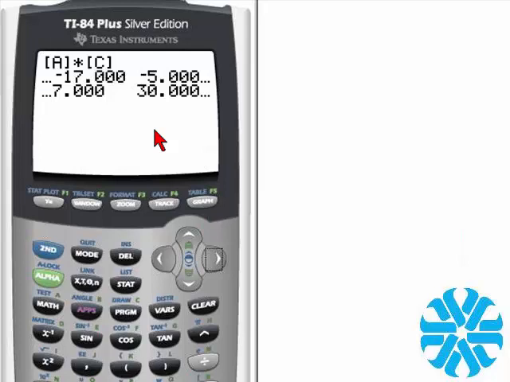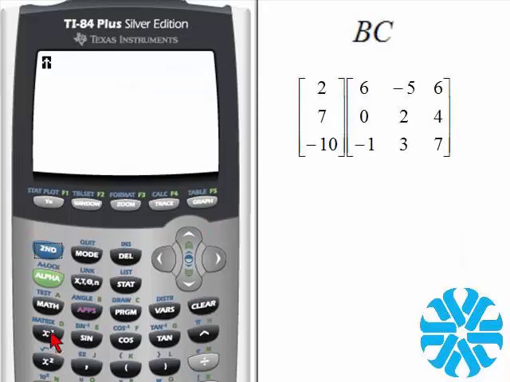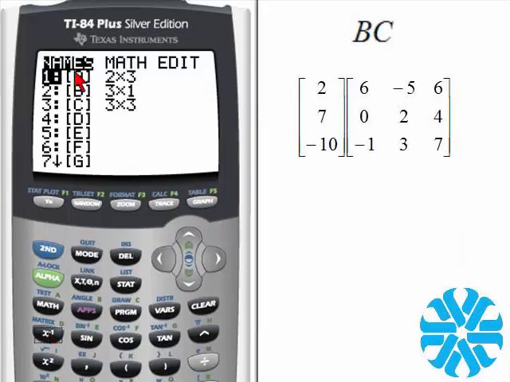Example 3 will illustrate the error when you try to compute the product of two matrices where the number of columns of the first matrix does not equal the number of rows of the second matrix. So let's try to compute matrix B times matrix C. Let's clear the screen. Let's go to second function matrix. Okay, we want matrix B times matrix C.